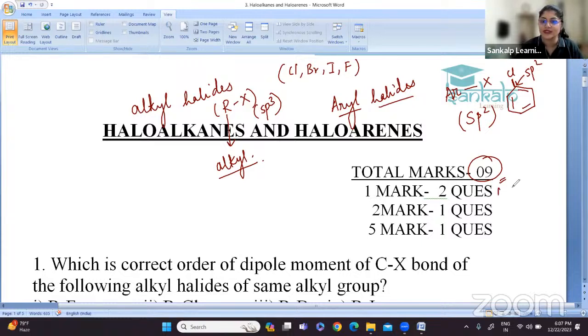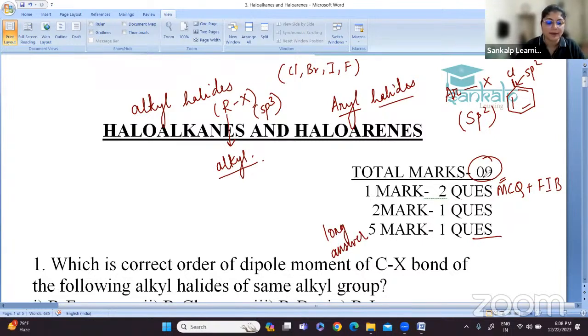One will be an MCQ question and one will be a fill in the blanks question. So 2 questions of 1 mark. Then 2 marks, 1 question is asked, and 5 marks, that is in the long answers, 1 question for 5 marks. So this is the distribution of 9 marks.